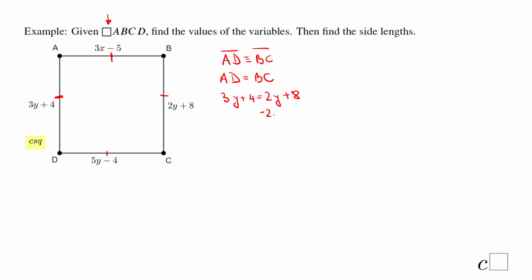I'm going to subtract 2y here to cancel these 2y. Don't forget to do the same thing on the other side. Then we have y plus 4 equals 8. One more step, subtract 4 to get rid of this 4. Obviously, you notice I subtract on the other side, and we have one variable. We have y equals 4.